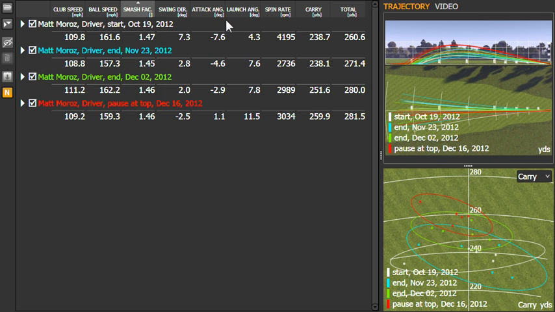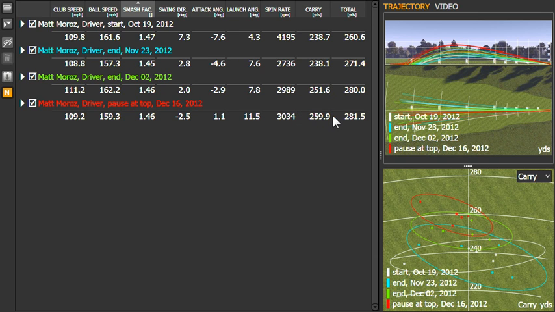We look at attack angle. It went from 7.6 degrees down to 1 degree up. So again, a huge change and much, much more shallow compared to that steep attack angle. Launch angle, big change there as well, 4.3 all the way up to 11.5. So launching the ball much, much higher, and as you can see here with much less spin. So 4,200 RPMs before, got it down to the high 2,000s and ended up just around 3,000.